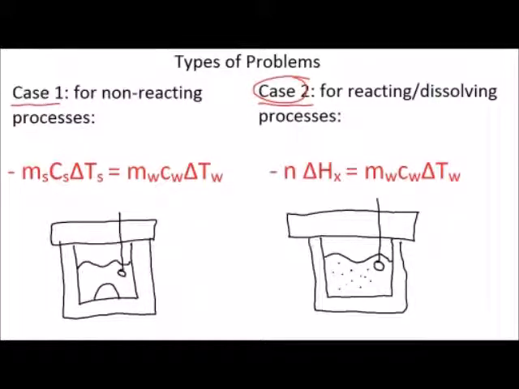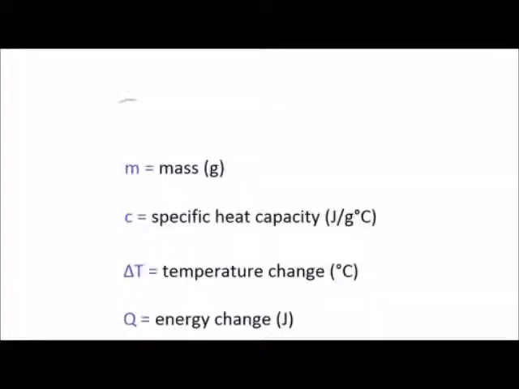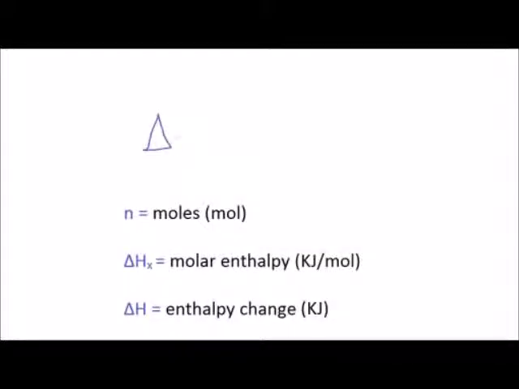In Case 2 problems, parts of the system undergo either a chemical reaction or dissolve, effectively causing them to disappear. To find the energy gained or lost by water, we can use the equation Q equals mc delta T. This is because we can measure the mass and temperature of the water. Additionally, we know the specific heat capacity of the water as well as the solution due to the assumption we made earlier. To find the energy gained or lost by the substance, we cannot use the same equation as the substance disappears, either via chemical reaction or dissolving.